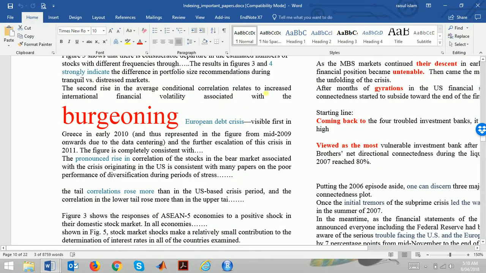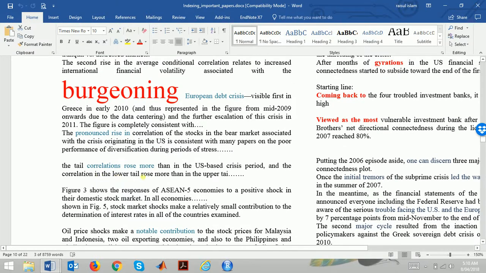this situation is related to increased volatility associated with the burgeoning European debt crisis, visible first in Greece. The pronounced rise in correlation of the stocks in the bear market associated with the crisis originating in the US. The tail correlations rose more than in the US based crisis period.